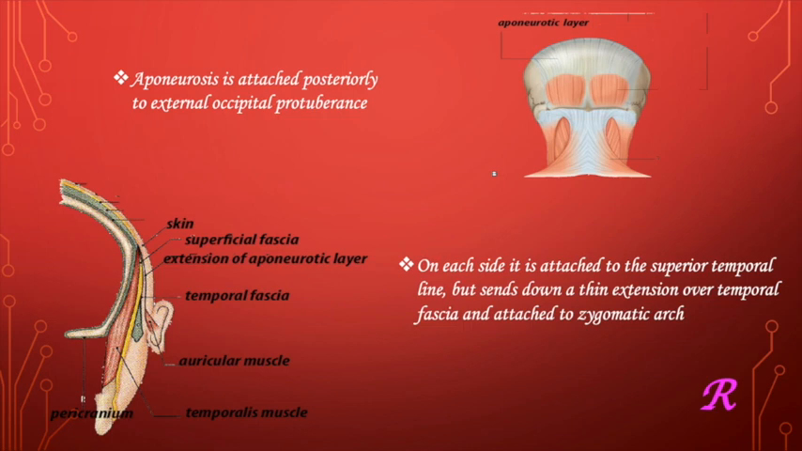So the boundaries are anteriorly the skin of the forehead, posteriorly the external occipital protuberance and nuchal lines, and on each side the superior temporal line, but it also sends down a thin extension over the temporal fascia, and it is getting attached to the zygomatic arch.